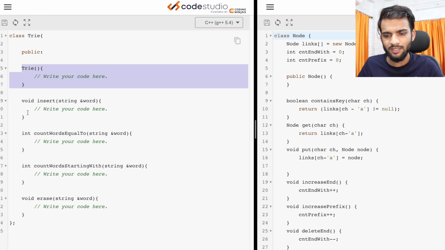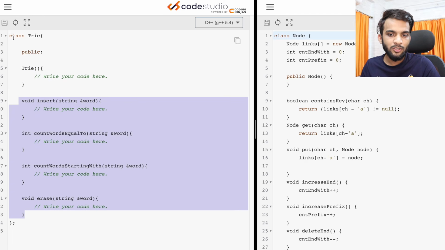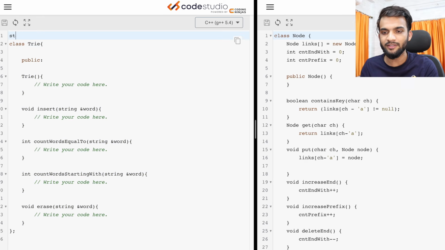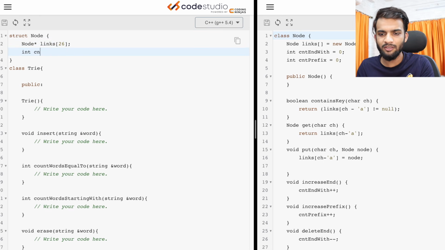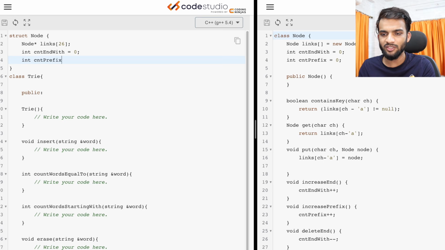One is the constructor, and the 4 other functions will be this. So as usual, what we will do is we will create the trie. Yes, we will create the node for us. Now in the node, we will just create the links of 26 size. Okay, and we will keep count end width equal to 0, and we will keep count prefix equal to 0.